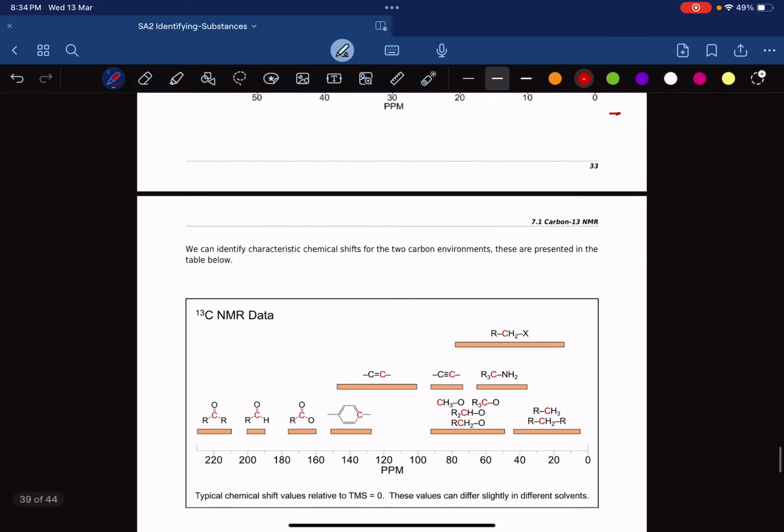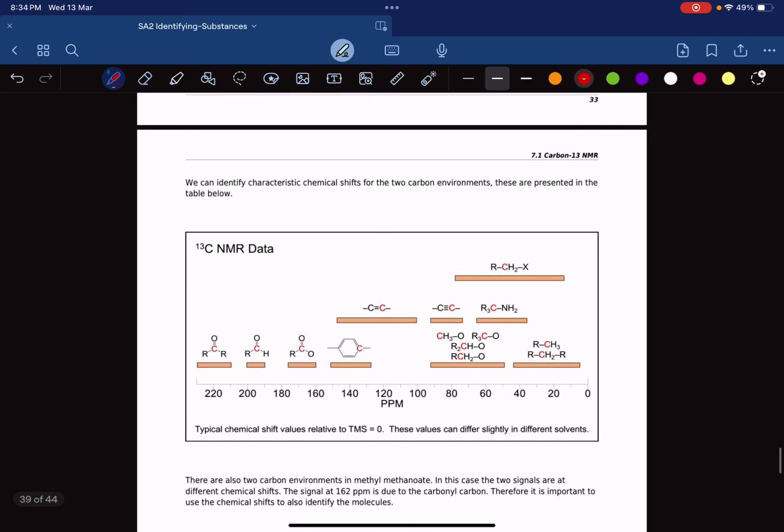Okay, let's look at another one. So this chemical shift data will be given to you during the assessment. It helps you to kind of narrow down who is who.